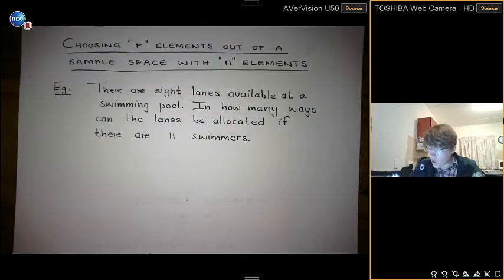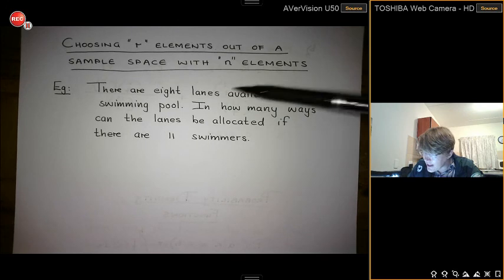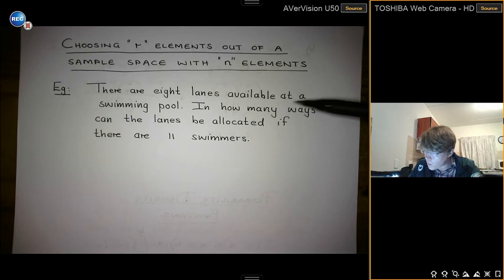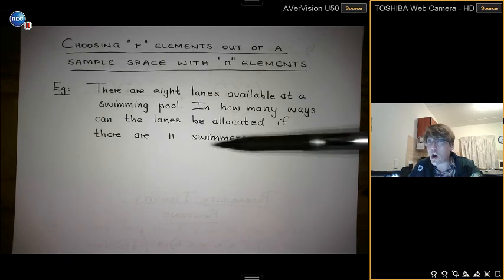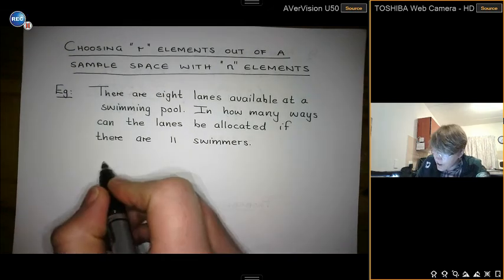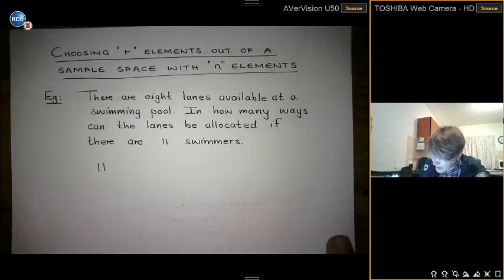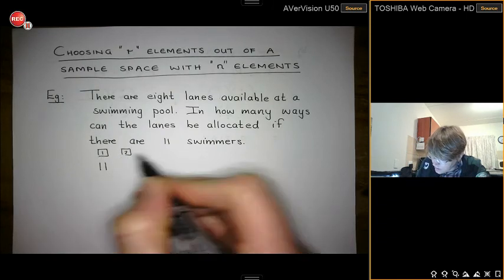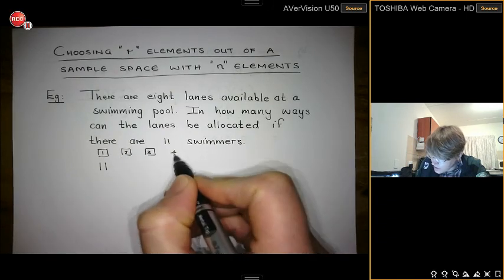Okay. In this one, I've adjusted the swimming one. It says there are 8 lanes available at a swimming pool. So that means we have 8 places to allocate. In how many ways can lanes be allocated if there are 11 swimmers? Now, what you need to understand here is that in the first lane, I have 11 choices because there are 11 people. I can choose any of those 11 people. So definitely there are 11 people for the first lane. So if I quickly just list the first lane, second, and so on like that, you can see what I'm busy doing.